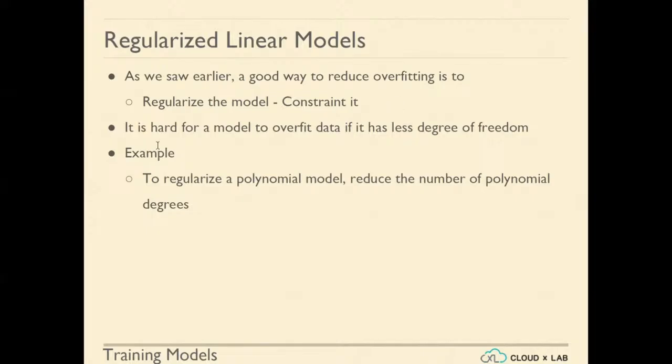It is hard for a model to overfit the data if it has fewer degrees of freedom, right? Fewer degrees of freedom means if you decrease the degree of the polynomial, you are decreasing the degrees of freedom, right? Because degree 1 can bend 0 times, degree 2 can bend 1 time, degree 3 can bend 2 times. Like that, if you decrease the degree of the polynomial, you are reducing the degrees of freedom, right?